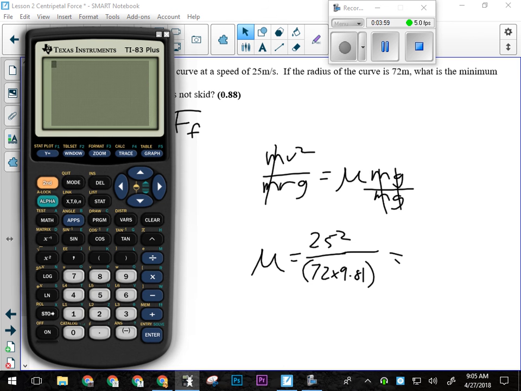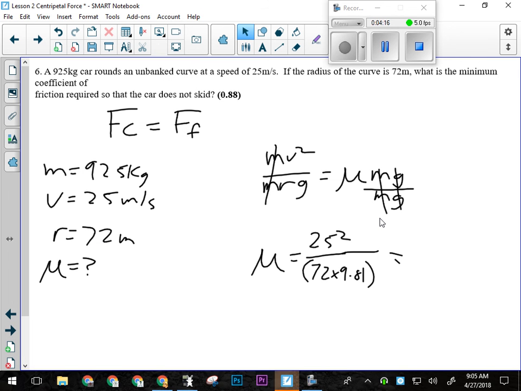Okay, so we got 25 squared divided by 72 times 9.81. So we get a coefficient of friction of 0.88. Any other ones giving us trouble?